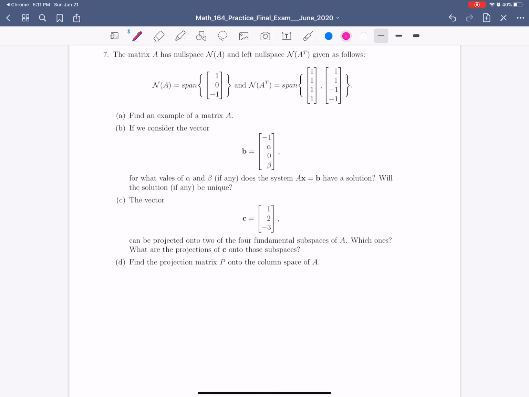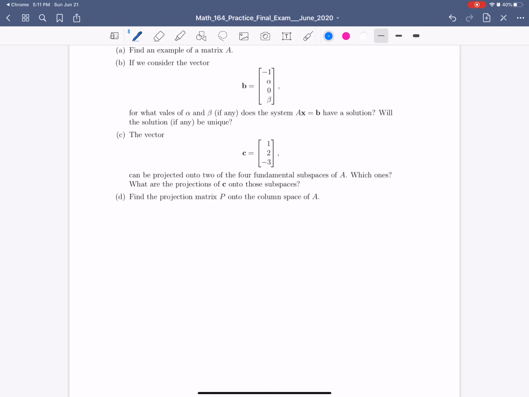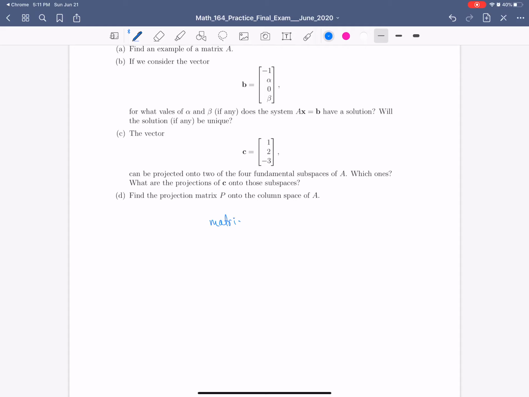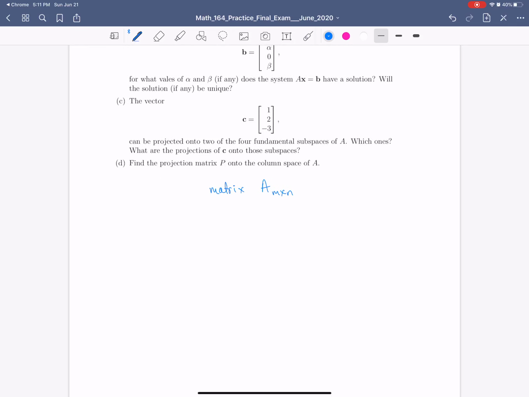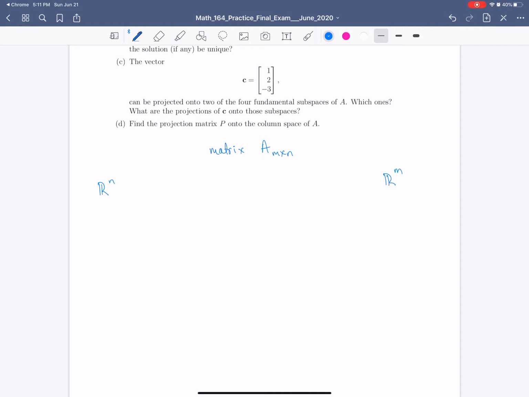So let me remind you about the fundamental theorem of linear algebra. You have a matrix A, which is M by N. So we have two spaces here. We have R^n, and we have R^m. A is a map from R^n to R^m. In R^n, we have a space which is given by the rows of A. So A has m rows, but each row has n components. So this is the row space of A.